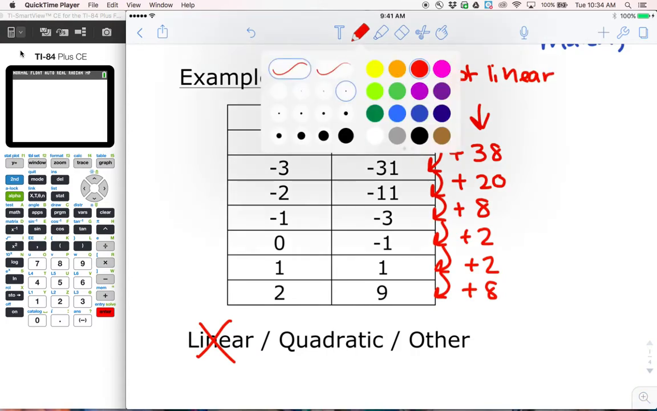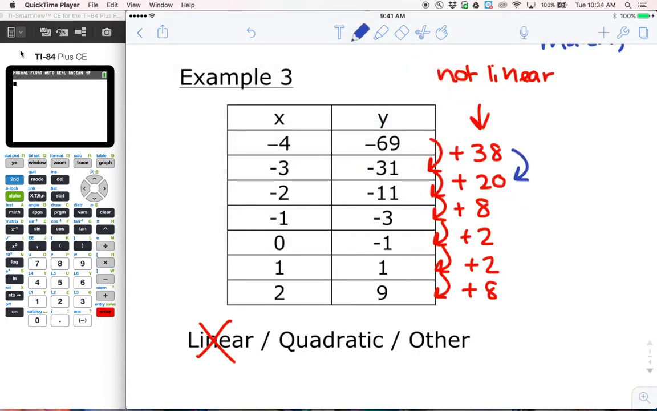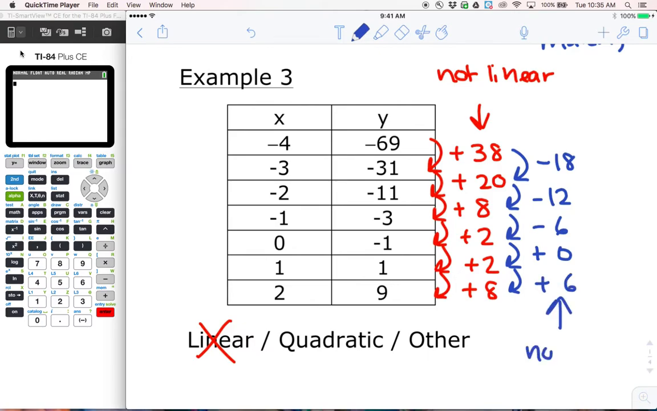Then we move to the next one. Second differences, we're checking quadratics. Well, it looks like I'm subtracting 18 to get from 38 to 20. Looks like I'm subtracting 12, and then I have to subtract 6, and then I don't do anything, so I'm going to put a plus 0, and then I add 6 to get from 2 to 8. Okay, well these numbers are not matching, so it's not quadratic.